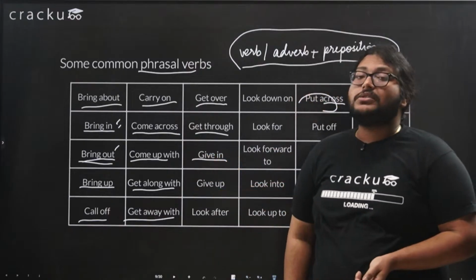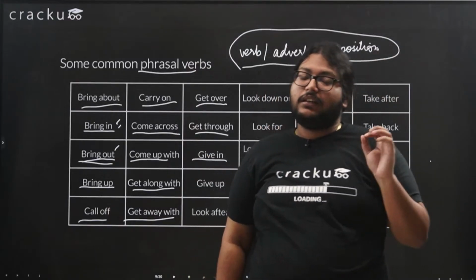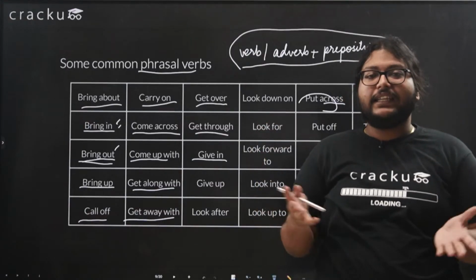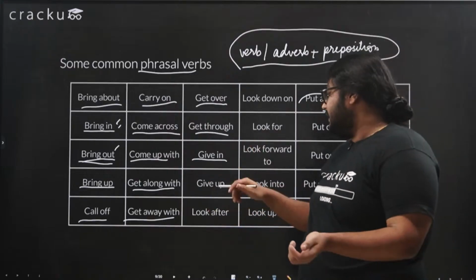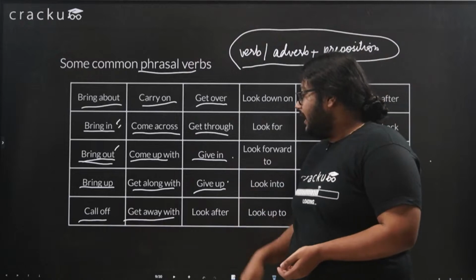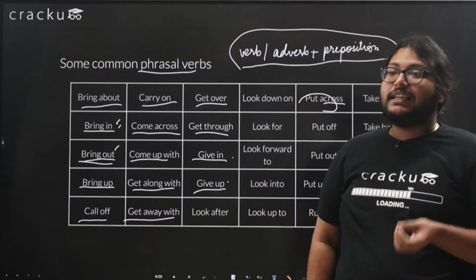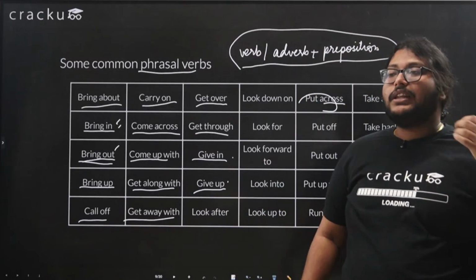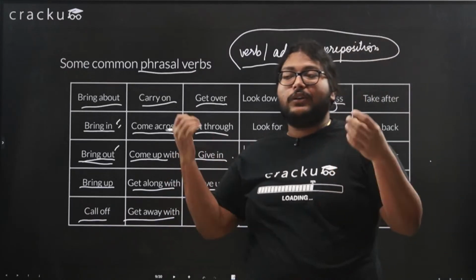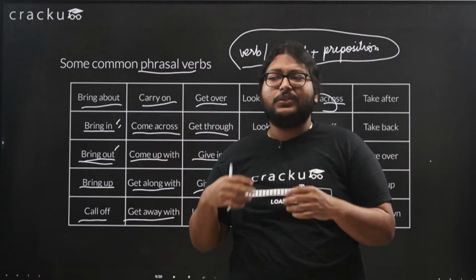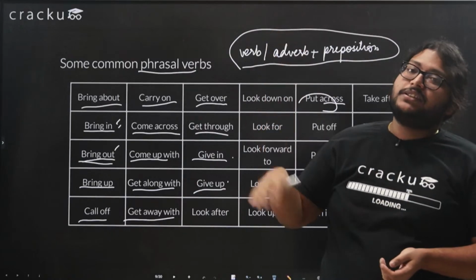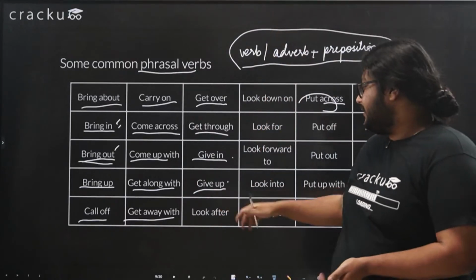Give in means to surrender. Like the army after five days of battles finally gave in. So they surrendered. Give up means to give up. Give in and give up are different. Give in is like surrendering. Give up is more extreme. Like, I have given up on the exam preparation. I know I cannot clear the exam. Something like that. Totally given up. Give in is like you are being pressured, so you finally yield, like that.